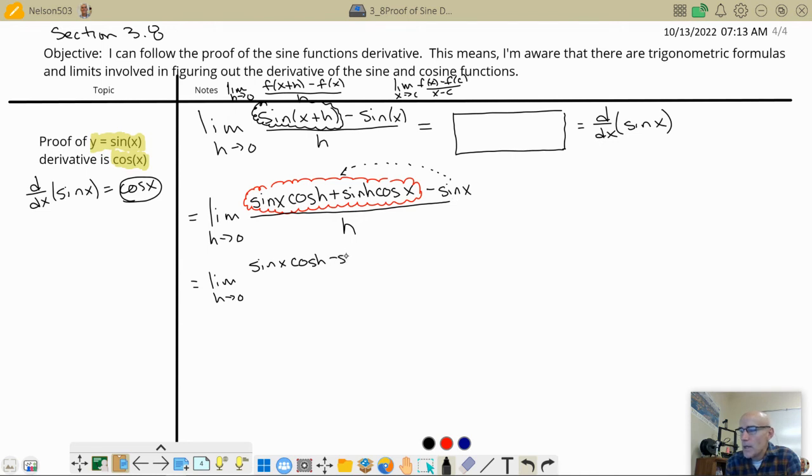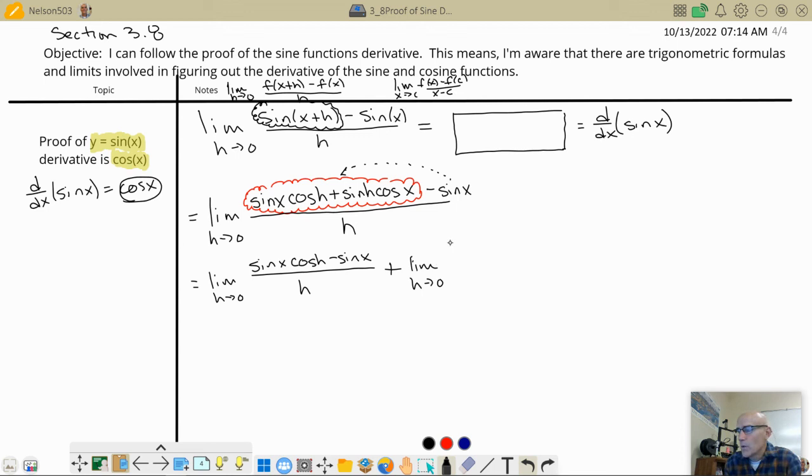So it's minus sine x. And then I'm going to divide the h into that part of the numerator separately from this part, because you can break limits apart if it's just addition and subtraction going on. We can just evaluate the sum of the limits, that whole property.